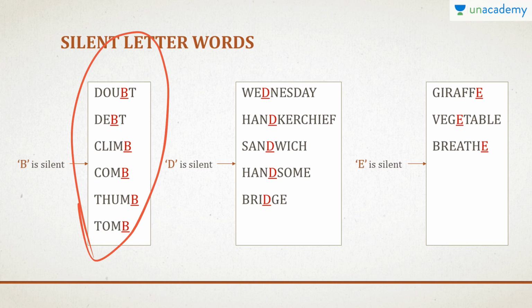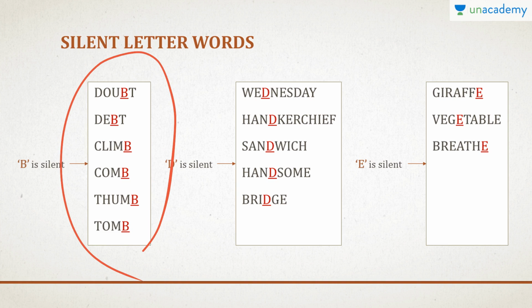But when you're saying them out loud, make sure that you keep them silent or don't pronounce them. So it is not "doubt" with a B sound, it is doubt. It's not debt with a B sound, it is debt. Debt is when you don't have money in your bank account and you're in debt because you owe someone money. So it's climb, and similarly, it is comb, thumb, tomb.